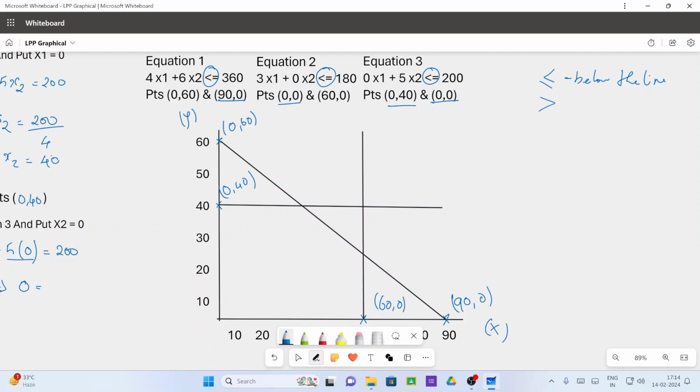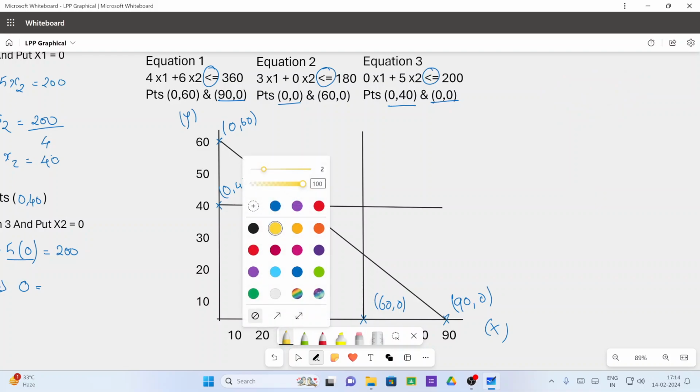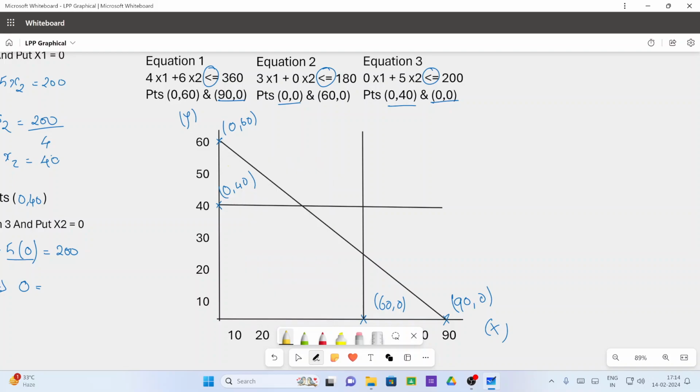If it is greater than, then the feasible region is above the line. Now we are going to find the feasible region for this particular graph. For the first equation the symbol is less than, so it is below this particular line. So I am shading the portion below this line. My feasible region for this equation lies below this line.